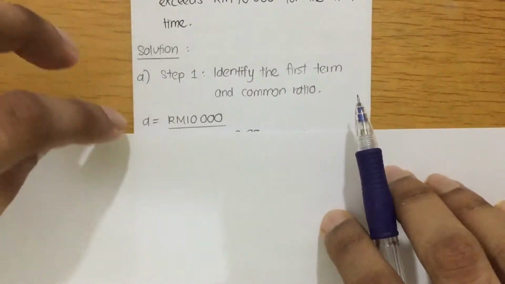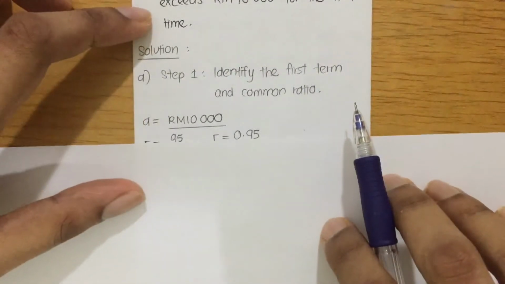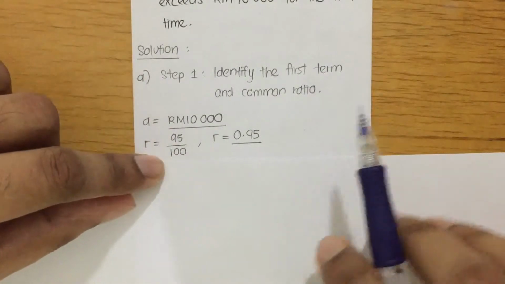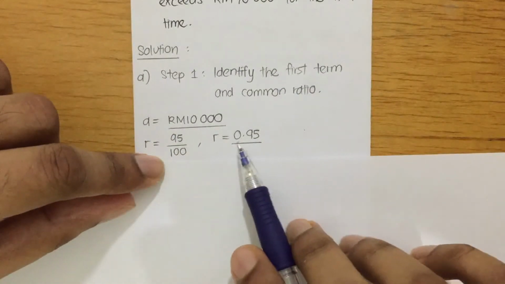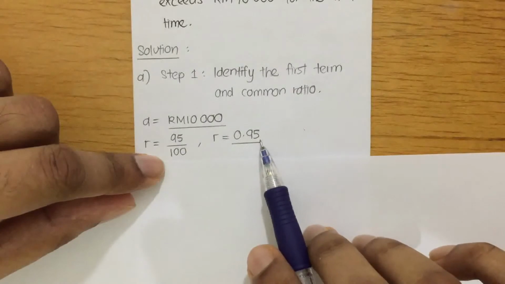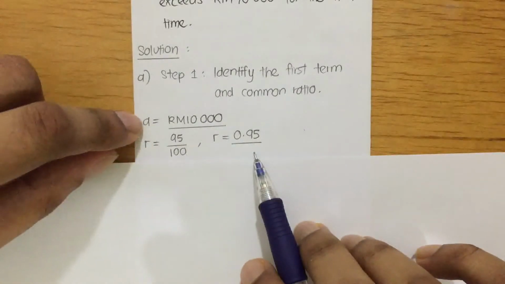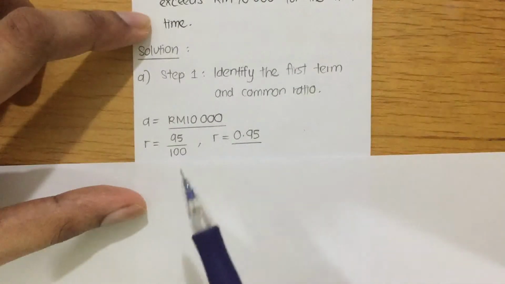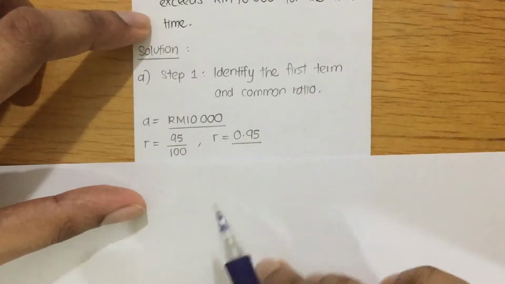So from here you get your first term a is 10,000 and your common ratio r is 95 over 100. So your common ratio r is 0.95. So you get two important pieces of information over here: the first term and the common ratio. This is step 1.